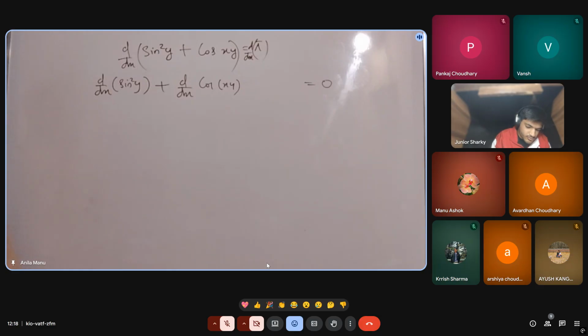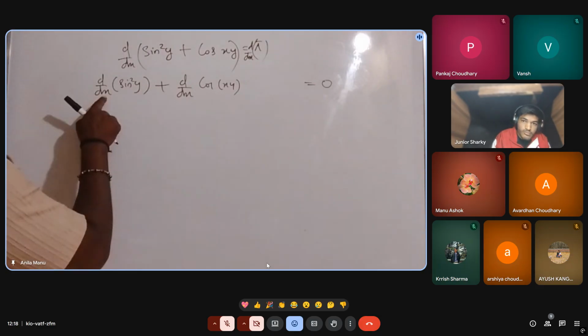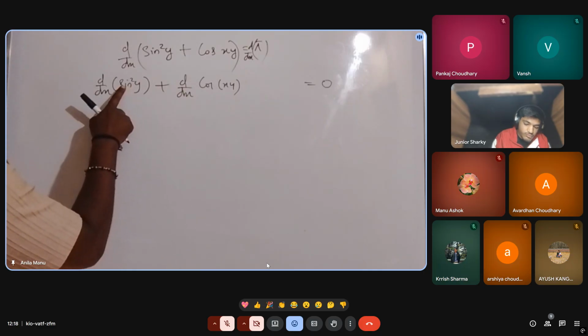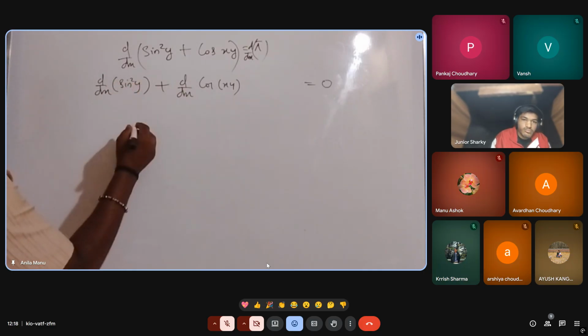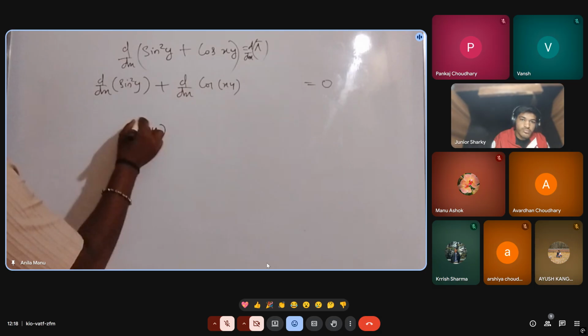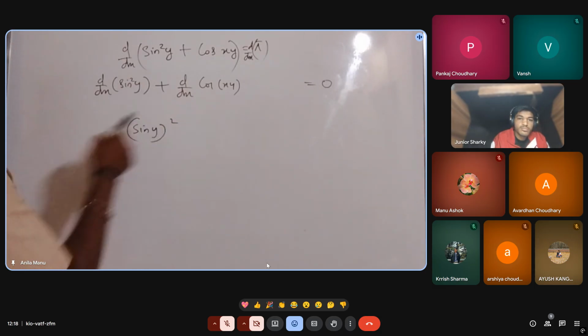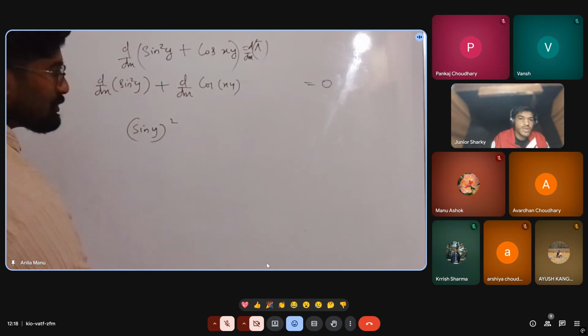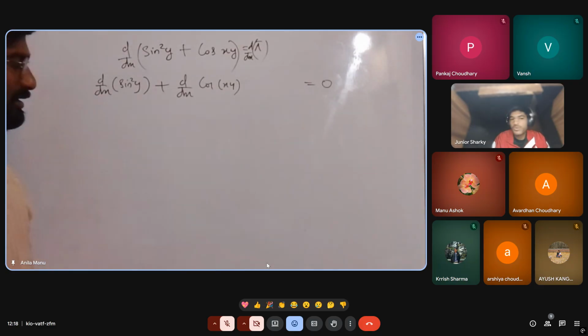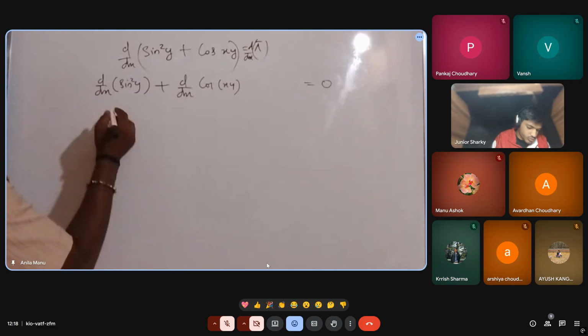Not cos x into y, cos xy. Clear? Okay. So first, the derivative of sine square y. It is of the form sine y the whole square, that's why x raised to n form, right? So the derivative of x raised to n, tell me, is 2 cos y.